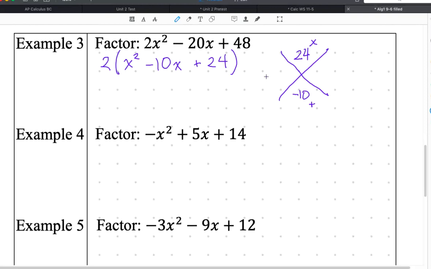Okay. What about 2 and 12? Oh, they would both need to be negative, which would give us negative 14. Oh, I got it.